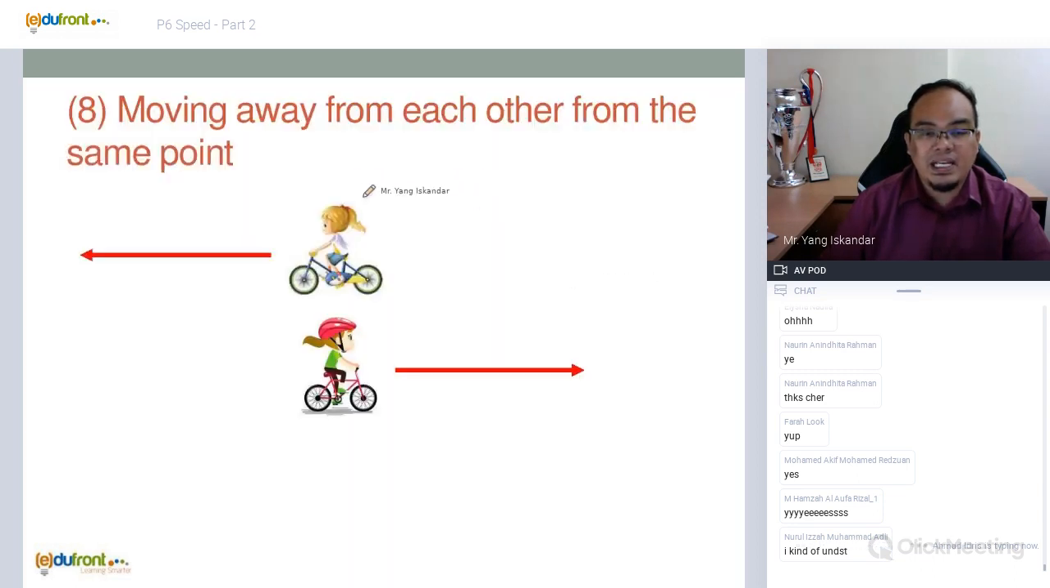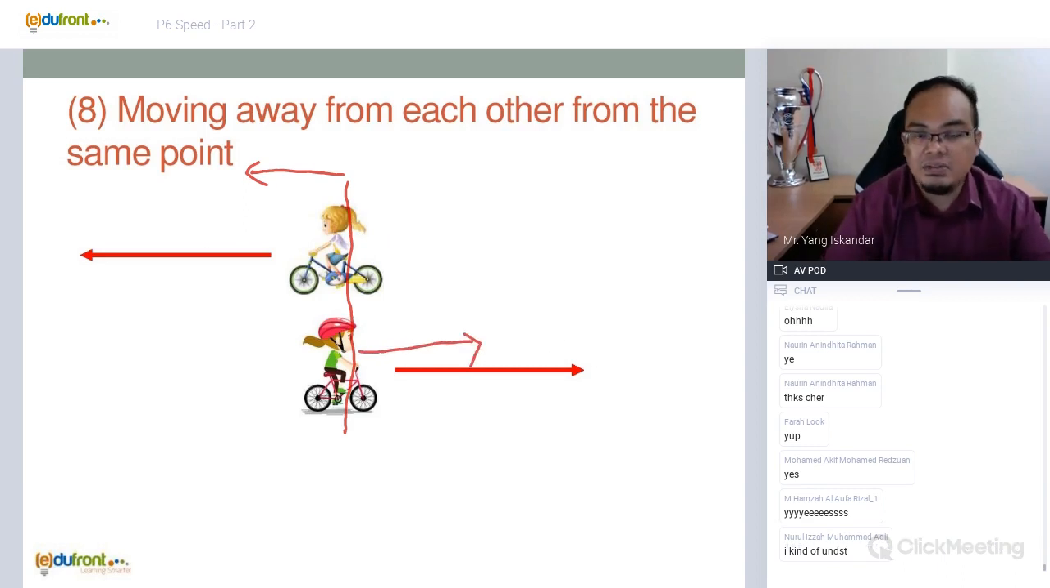Means what? Now, let's say this is the same point, right? One student or one person moves in this direction, and the other student moves in this direction. Sometimes they present you this type of question, where they move in opposite directions, starting from the same point. So I'm going to show you a sample question taken from past PSLE. Let's take a look at this question.